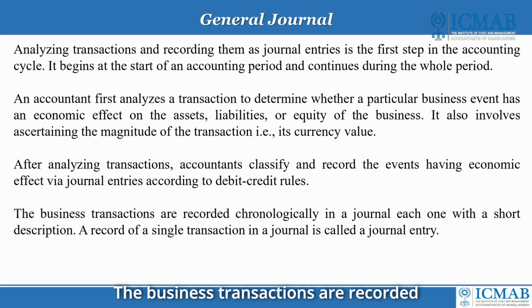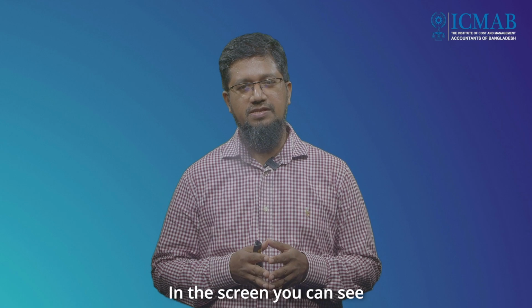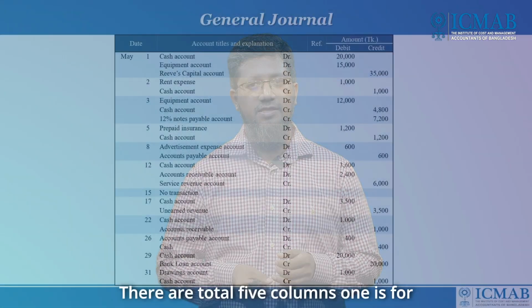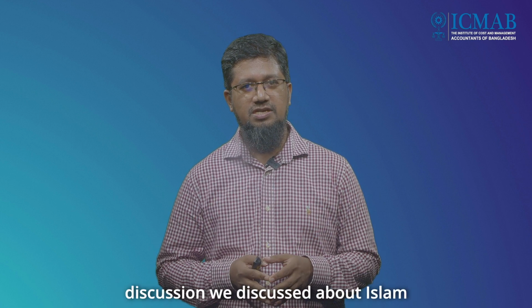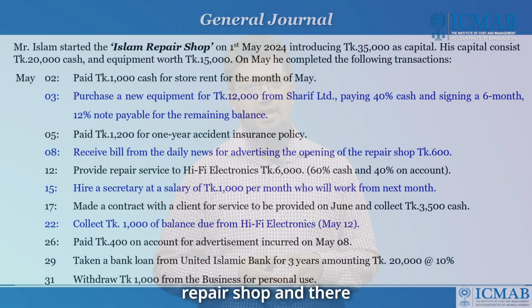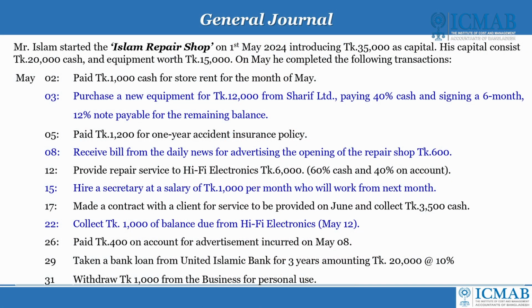The business transactions are recorded chronologically in a journal, each one with a short description. A record of a single transaction in a journal is called a journal entry. On the screen, you can see the format of general journal. There are a total of 5 columns: one for date, another for account titles and explanation, one for reference, and a debit column and credit column. Maybe you remember in the earlier discussion we discussed Islam Repair Shop, and there are some transactions during the month of May. So we now check the journal entries regarding these transactions.